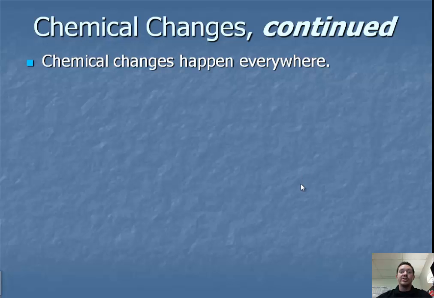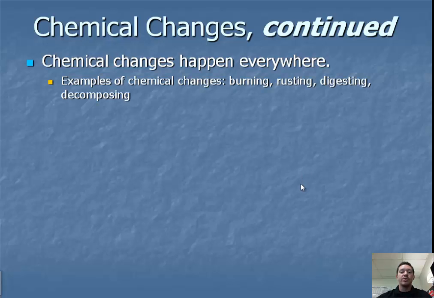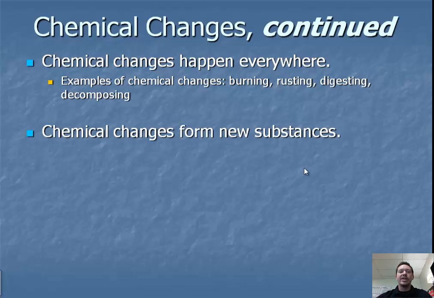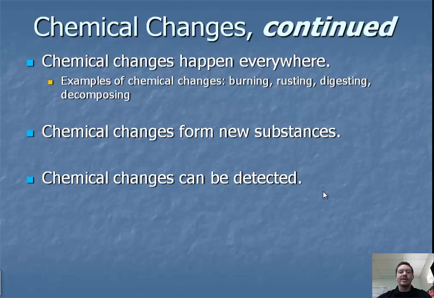So chemical changes do happen everywhere. Some other examples of chemical changes: burning a substance, when something rusts, it's a chemical change. When we digest our food, it's changing from what we knew it as food. And then decomposing, when plant material breaks down over time. And we get new substances that come about because of those things.